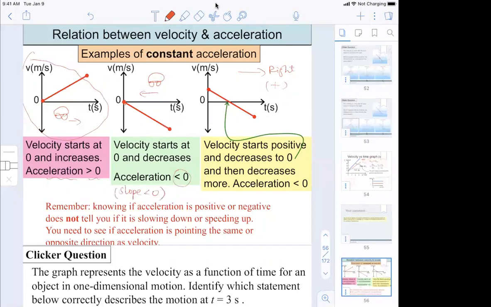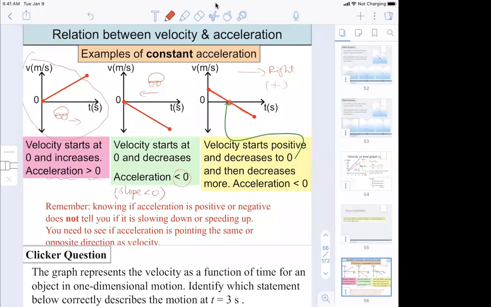This one, I'm first moving with a non-zero speed, but I'm slowing down. I'm decreasing my speed until I get to 0, and I continue to decrease my velocity, but it's increasing in speed in the reverse direction.